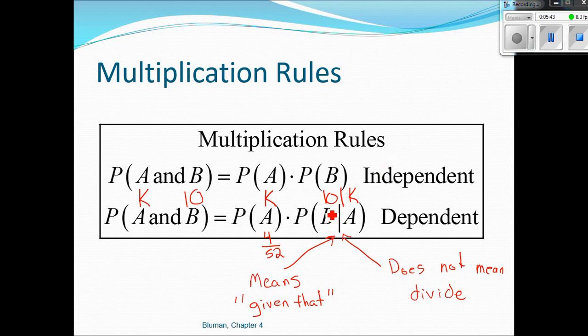What's the probability of picking a 10, given that you know a king was selected the first time? Well, how many 10s are in the deck? There's still 4 of them. How many cards are left? This time there's only 51 because that king was kept out. And that's what changes. That's why this number is a little bit different, because this was dependent on that.